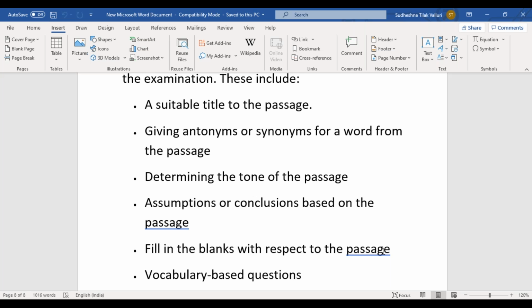Or they may also ask you some questions related to synonyms and antonyms. So in a particular line in a passage, what do you actually understand by that? They may ask you some kind of questions in that way. What is the antonym of that, synonym of that?